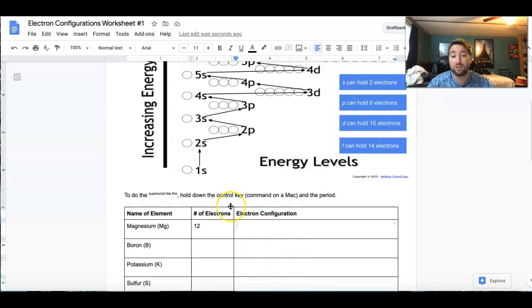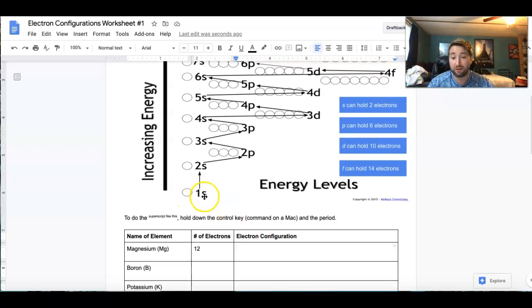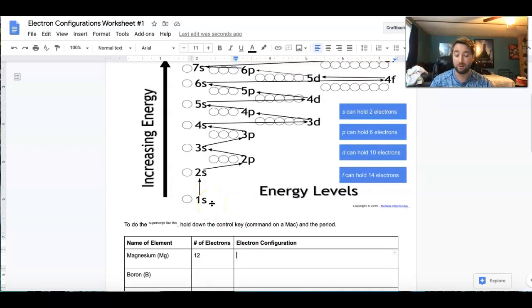Alright, so we're always going to start down here at the bottom of this diagram, and we're going to start out with 1s. So I'm going to type 1s like that, and then I'm going to hold down the control button and the period, and that's going to do the superscript. It's kind of like the little exponent thing. Then you have to ask yourself, how many electrons can S hold? If you look up here, it says S can hold 2 electrons. So we're going to go 1s2. I'm going to hold down control and the period again, and that'll make it go back down.